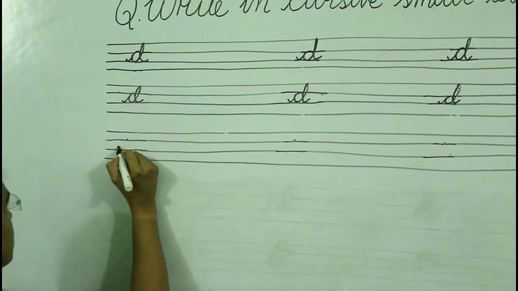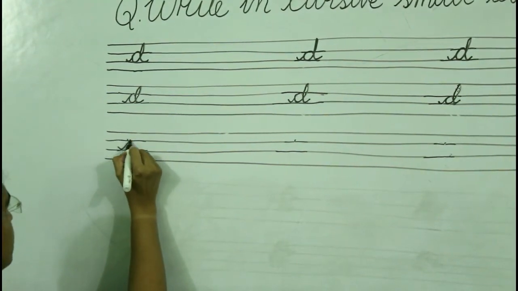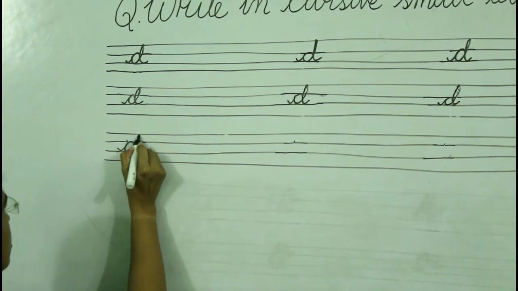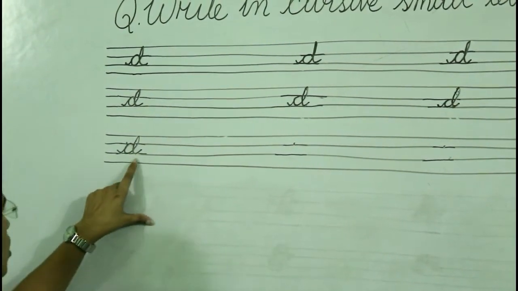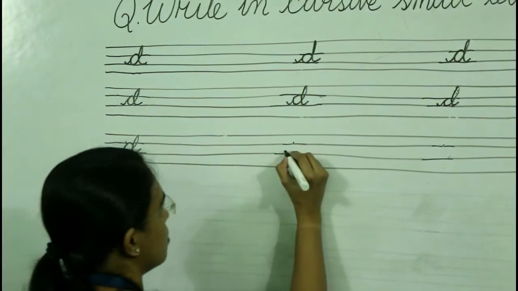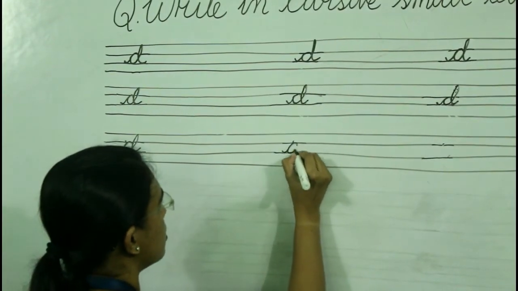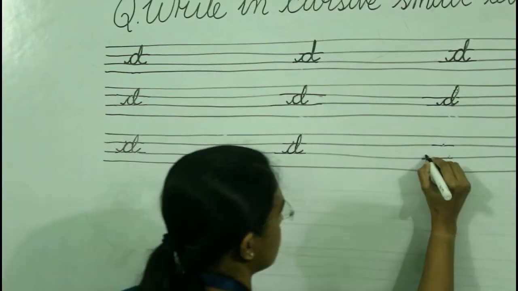Now you have to write it by yourself. So start from here, make a small curved line, then go up, make another line and then a small curved line like this. This is small letter D, cursive small letter D.